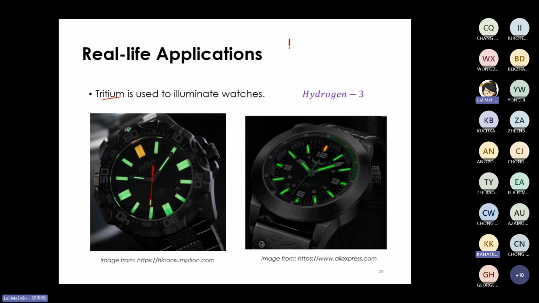Lastly, a real life application: tritium. What is tritium? Hydrogen 3. Tritium is used for luminescence, which means a fluorescent light. Last time, for your watches to glow in the dark, they put paint on the watches so that they would glow in the dark.